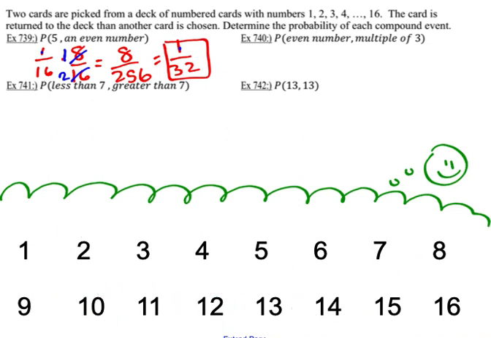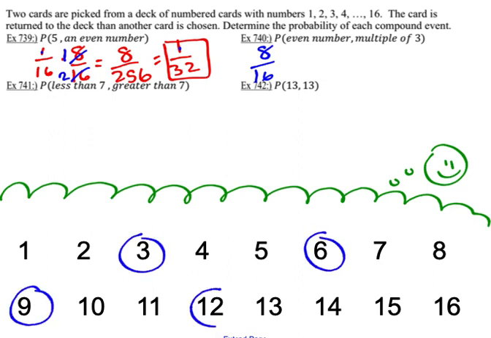Probability of an even number and then a multiple of 3. Okay, we did even number here. There's 8 out of the 16 that are even. And then a multiple of 3, if I go through and circle these, 3, 6, 9, 12, and 15 are all the multiples of 3. And there are a total of 5 of them. So that's 5 out of 16.